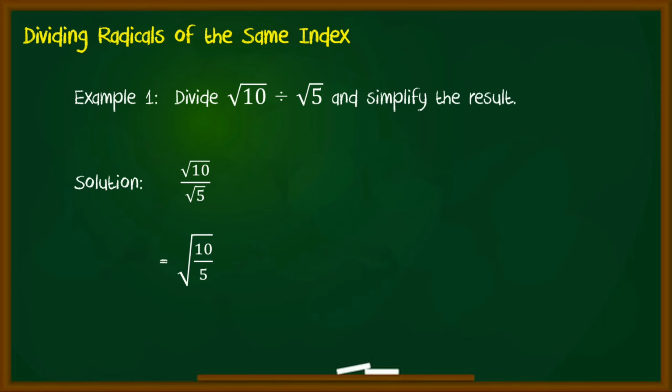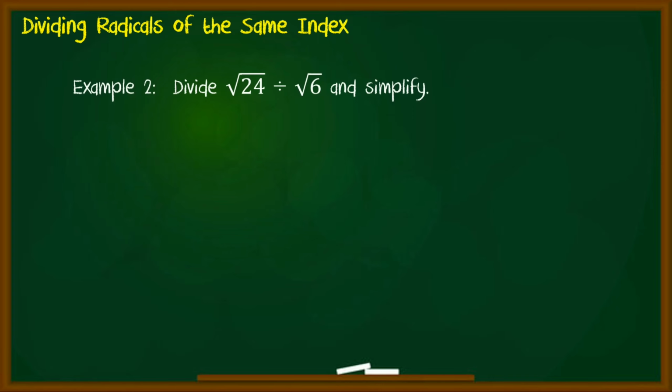Simplifying, we have the square root of 10 over 5. 10 over 5 is equal to 2, so we have square root of 2. Another example, divide square root of 24 divided by square root of 6 and simplify.